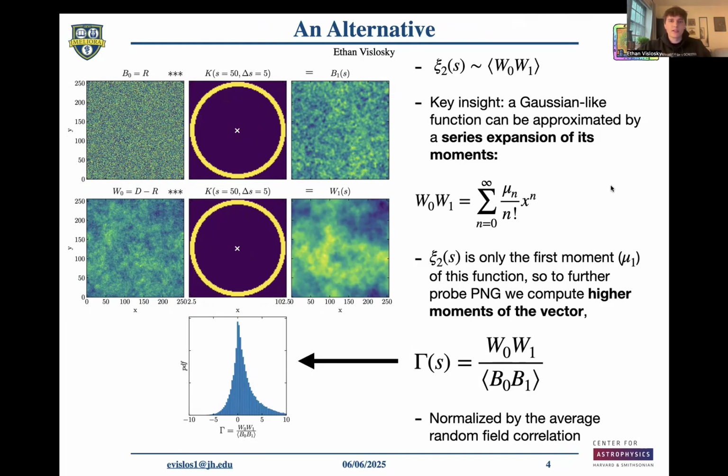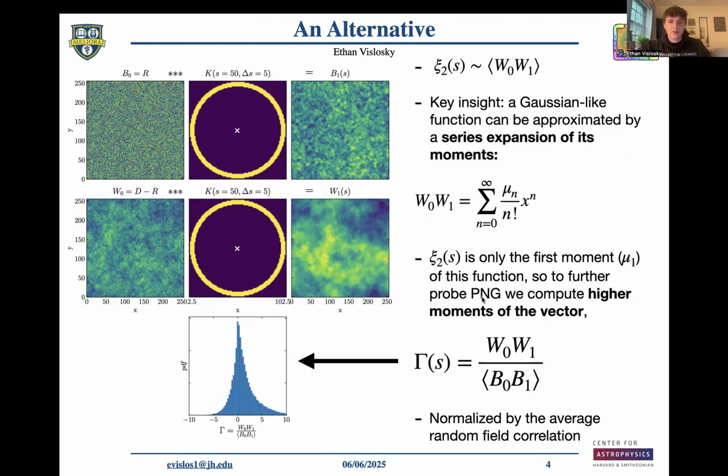An extension or an alternative to the 2PCF is to look at a series expansion of the moments. Again, the 2PCF, the two-point correlation function, is the expectation value or the mean of the W0 and W1 grids. But the key insight of our method is that any Gaussian-like function can be approximated by a series expansion of its moments. So taking this raw product, W0 W1, we can get higher order moments, where the 2PCF is just the first one, the mean, and going to higher moments should give us more information when PNG is present.